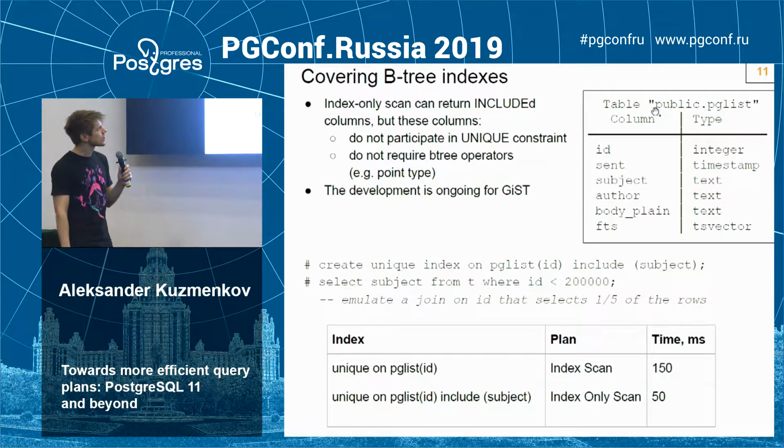Let's see the way it works. I have a table here, the hackers mailing list. It's just a normalized table. It has the ID key, the message sent date, author, text body, and the column for the full text search.